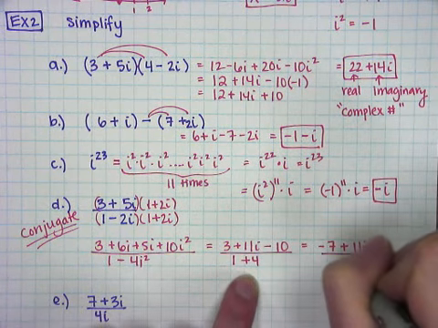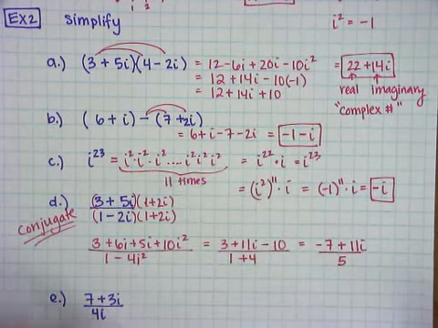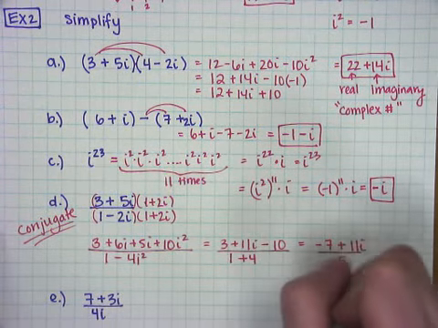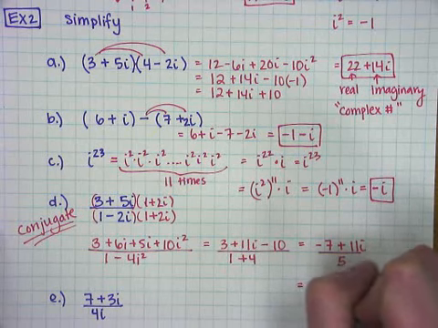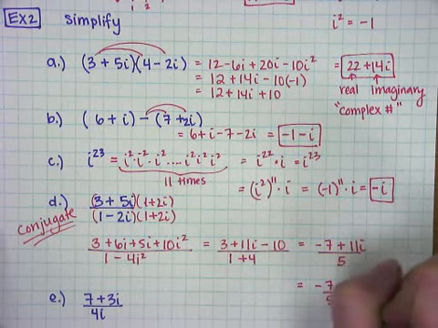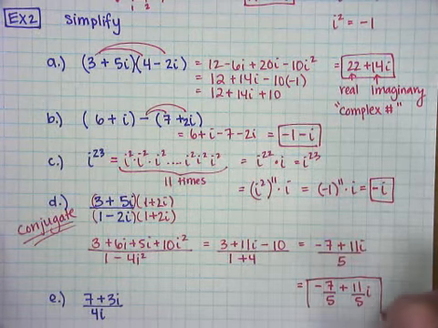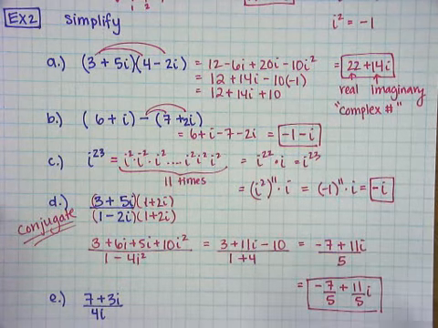11i over 5. And now technically what I should do to write this as a real part and imaginary part is break it into 2 pieces. So my final answer here would be -7 over 5 plus 11 over 5i. So the first part is my real part and the second part is my imaginary part.